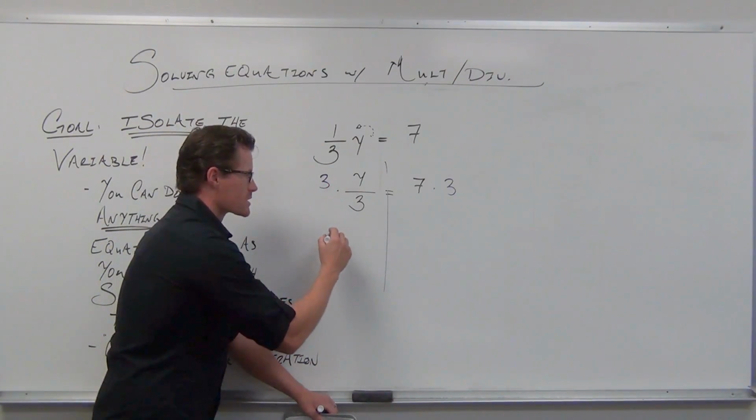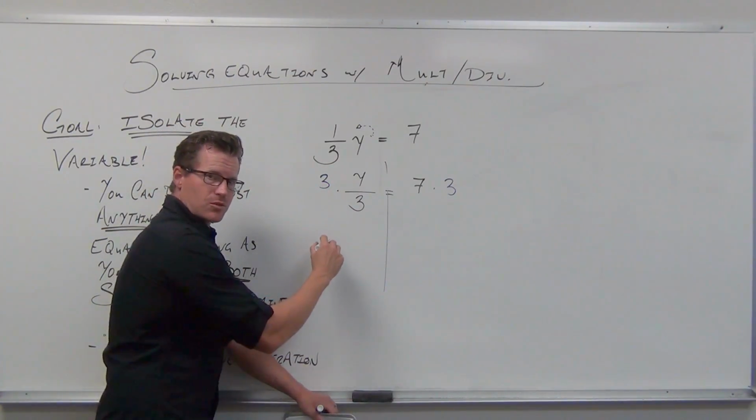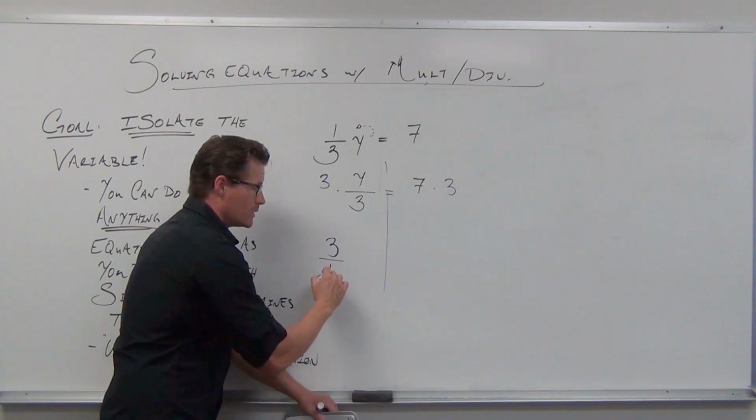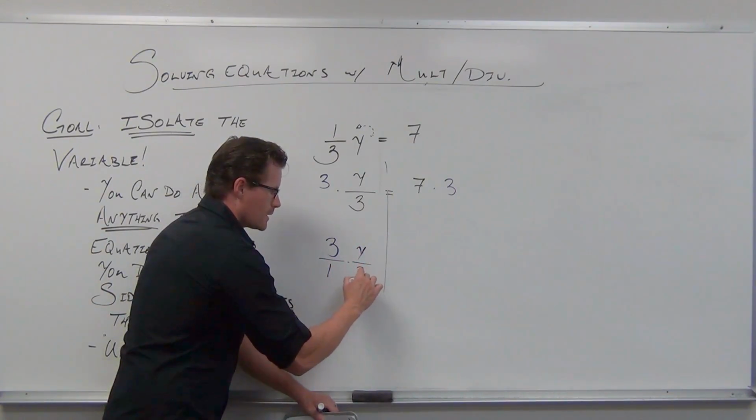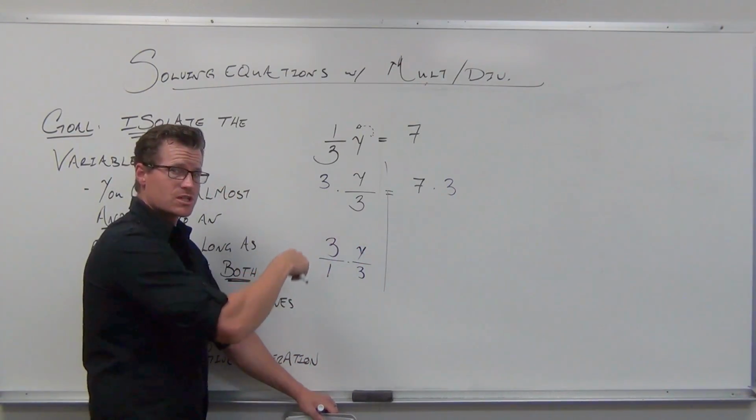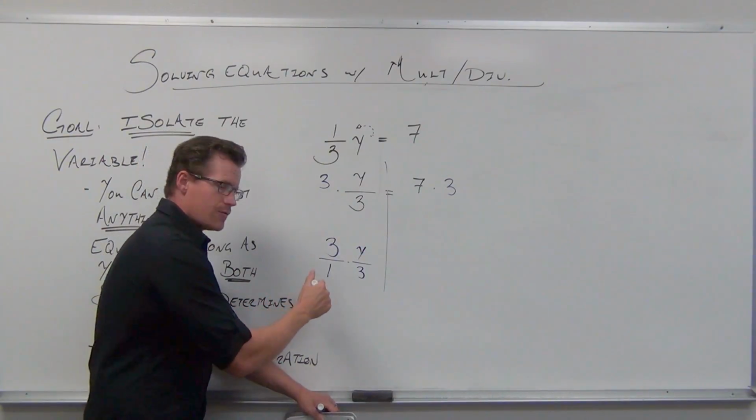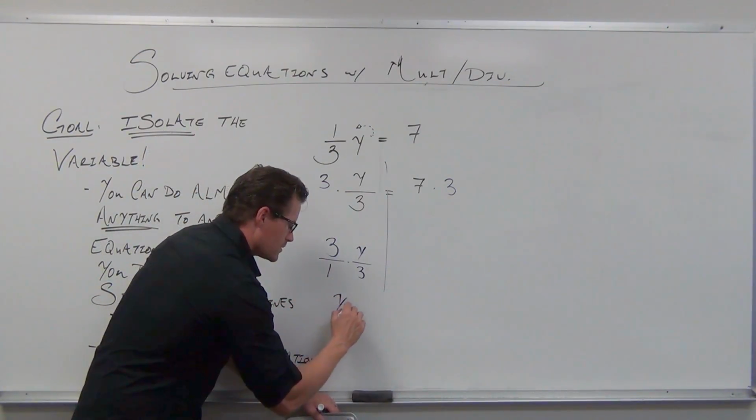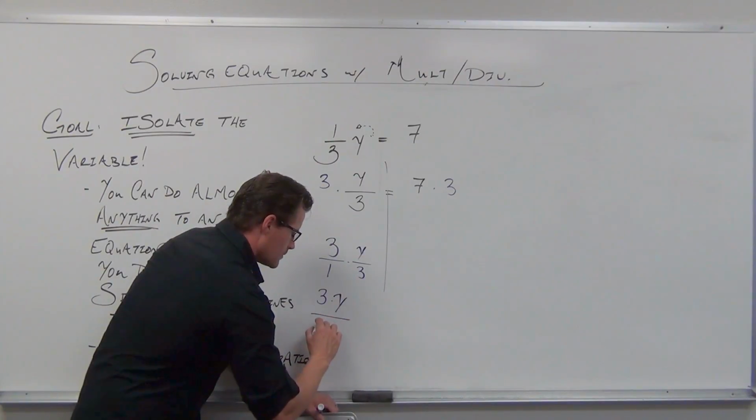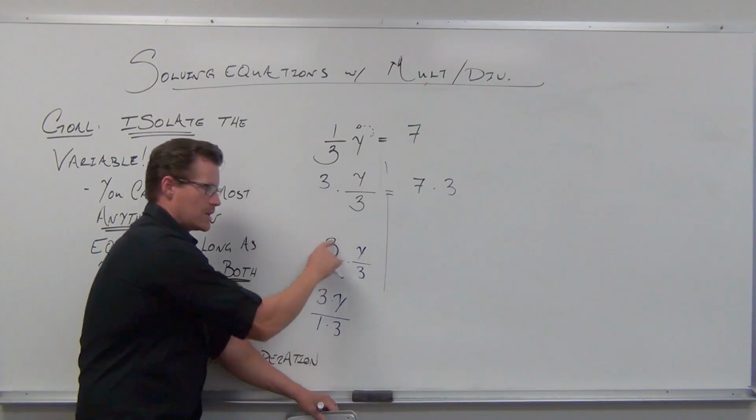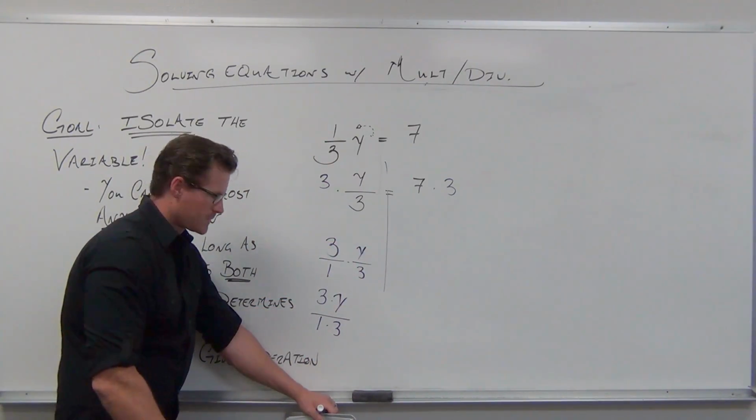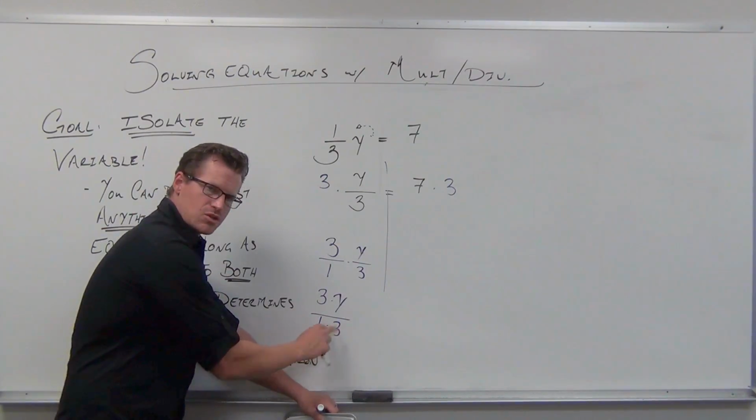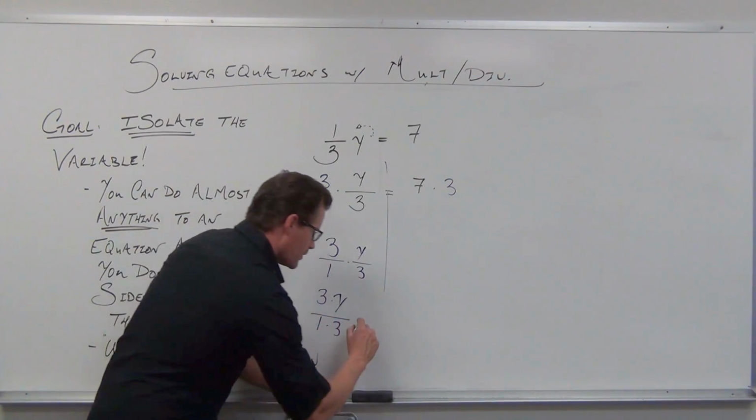Why this works is because if you multiply by 3, you can always write any whole number as a number over 1. We actually just did that with our y. If you multiply fractions, we'd get 3 times y over 1 times 3. Multiplication is commutative. It means you can switch them around.